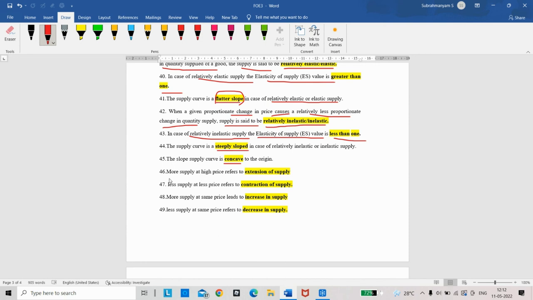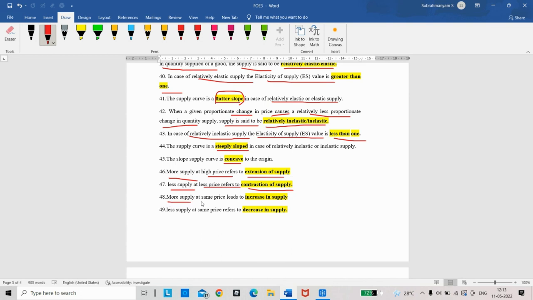More supply at a high price refers to extension of supply. Less supply at a lower price refers to contraction of supply.